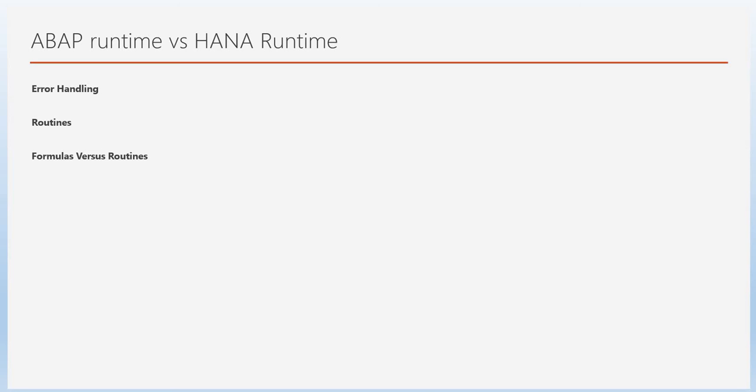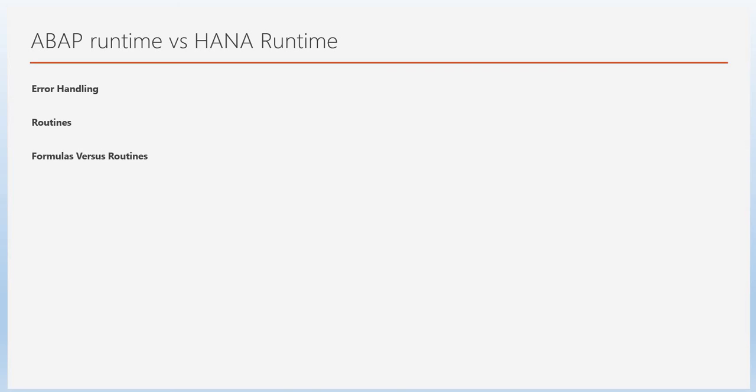And in the case of routines, the level of complexity in routines that you write in HANA is far more complex than in ABAP runtime. So that's why it is important for you to identify, if you're going to write a routine, which runtime you're going to use.